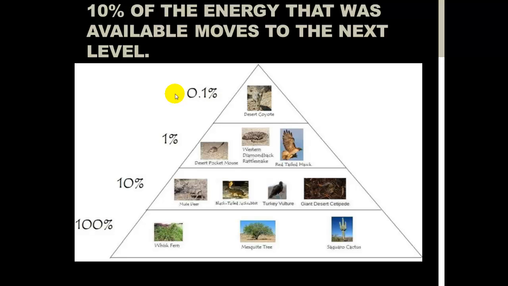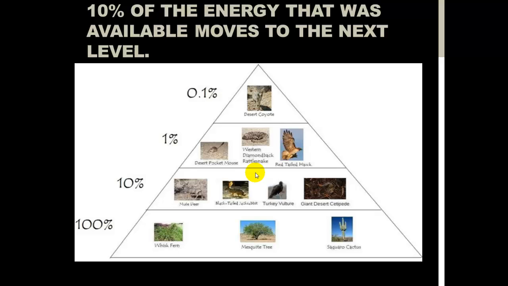And this is another example. Basically, it's 10% of the energy that was available at the first level that is passed on to the next. So yes, a tree or a plant is going to get 100% of its energy from the sun. Okay? Out of that 100% that is available from a whisk fern, for example, only 10% of that is going to move to that next trophic level. Okay? At this second trophic level, where there's a turkey vulture and a centipede, from there, only 10% of the initial energy moves to the next level.